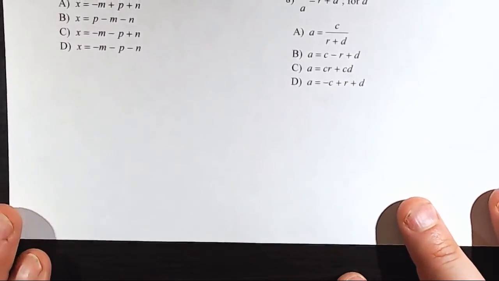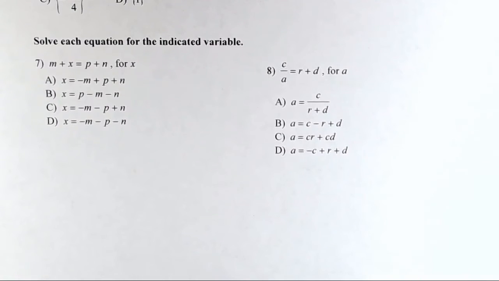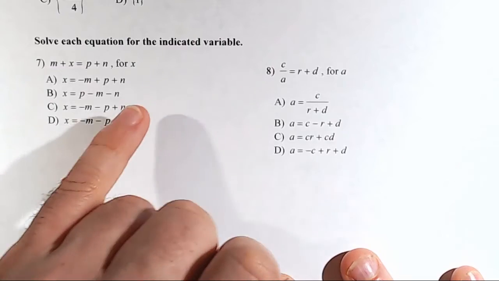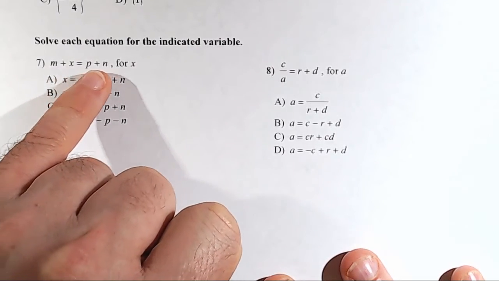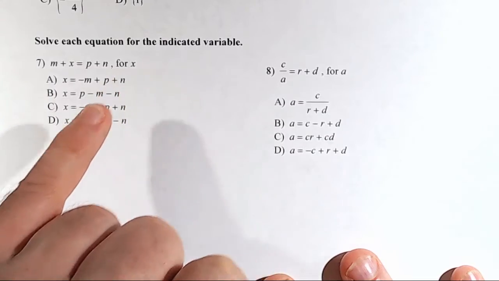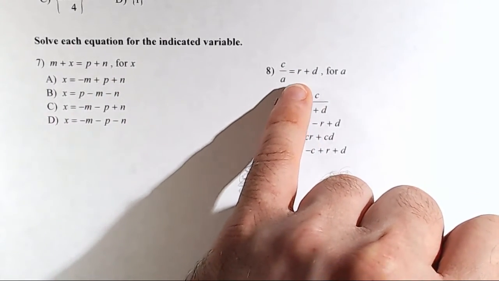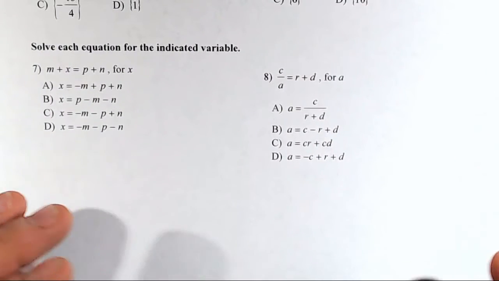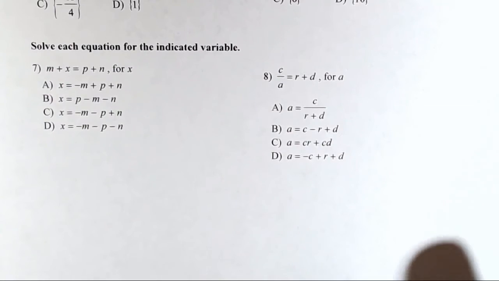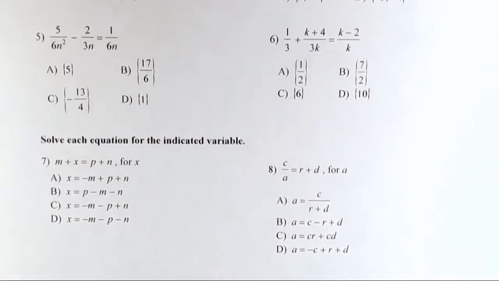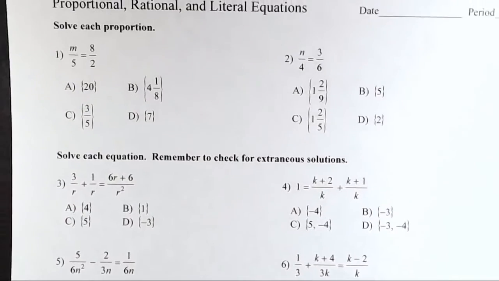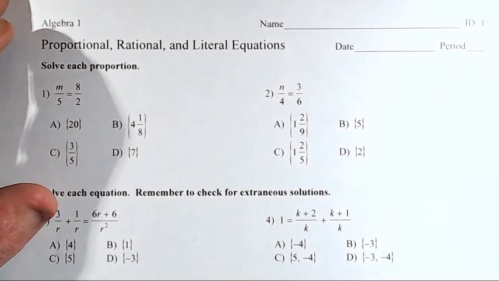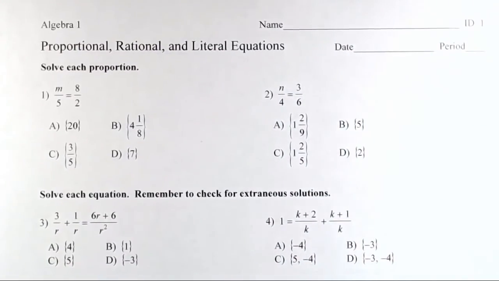And here's a fun one. I've always found these to be fun. These are like little brain teasers. You solve for a missing letter. In this one, you're given m plus x equals p plus n, and you want to get x by itself. Over here, you've got c over a equals r plus d, and you want to get a by itself. So you just kind of play with it. There's no numbers, so there's nothing to solve for. You're just moving letters around. Again, this will be given to you on Thursday. I'll try to get you to finish it in class so you don't have homework going into the homecoming weekend.